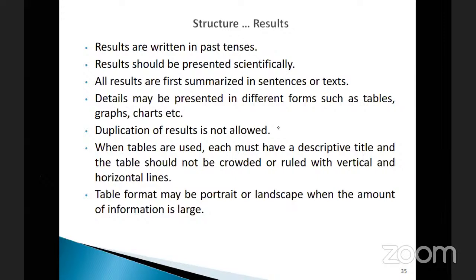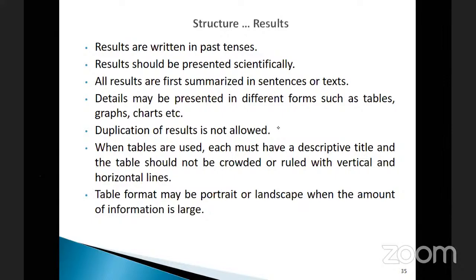That means after you have said all the results in sentences, you don't go and draw a table and use the table to draw a chart or a graph. But what we normally do is to present a summary in sentences, then you can present the details in tables or figures.